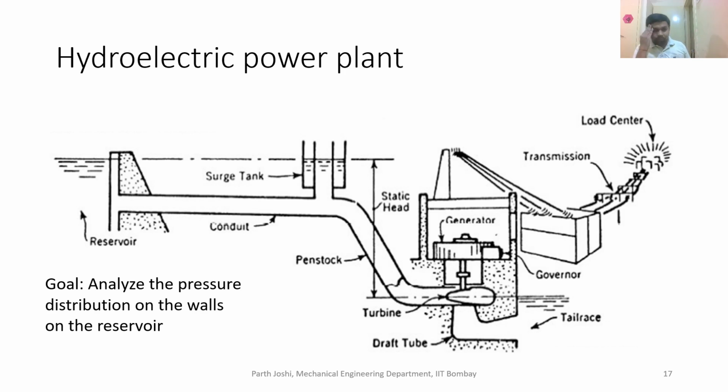Let us say if I were to select which part, there are several parts shown in this picture over here. If I have to draw a boundary, only some part within this whole thing is relevant if I want to analyze, let us say, the pressure distribution on the walls of the reservoir, right? So where will I put the boundary?